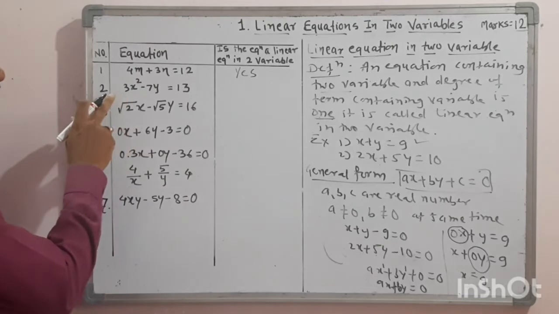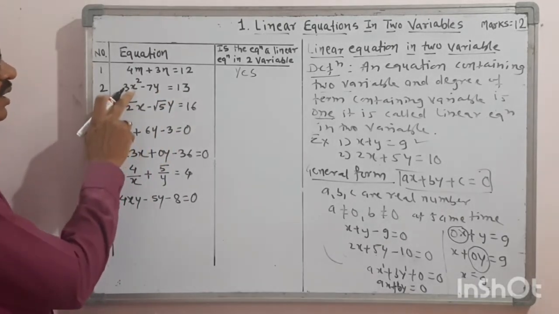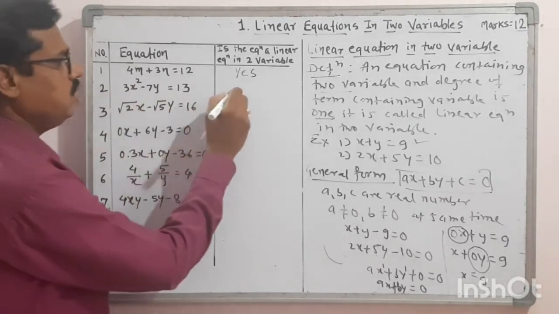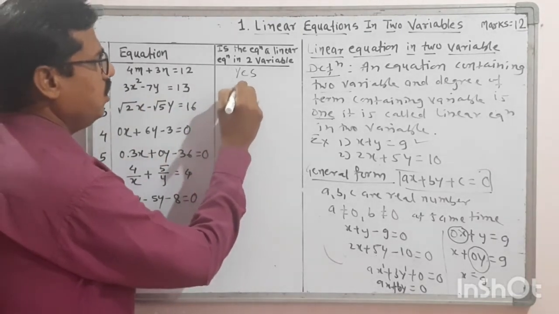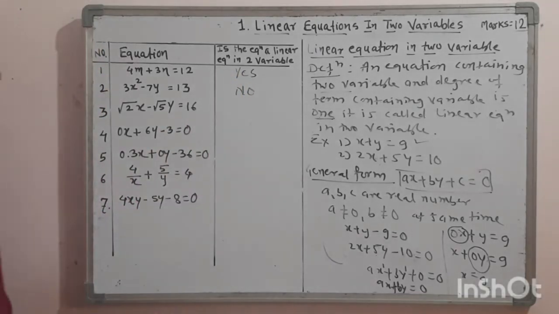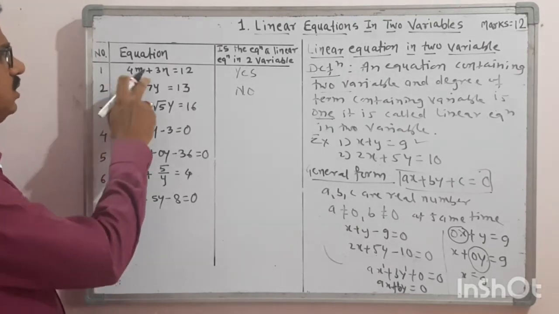Second equation: 3x square minus 7y is equal to 13. What is here? The degree of the variable x is 2. Therefore it is not a linear equation in two variables. No, not a linear equation in two variables. What is the reason? Here the degree of the variable x is 2.